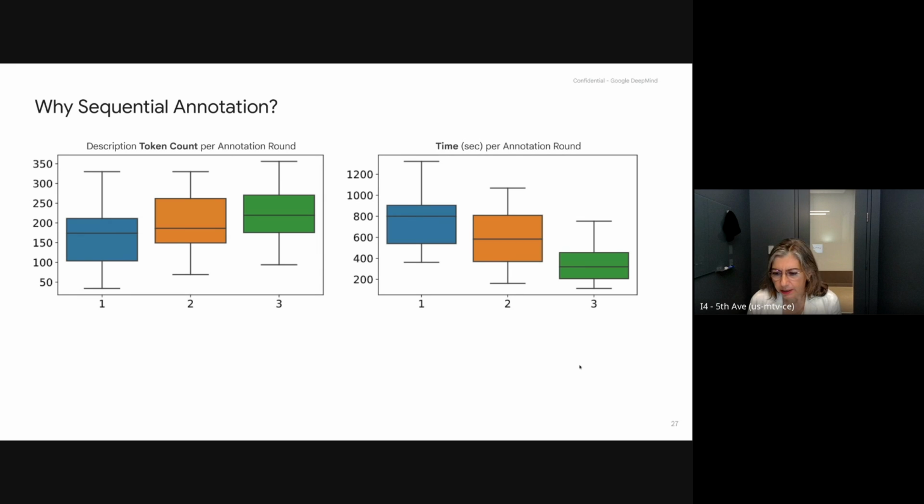We believe this gives an advantage over parallel annotation, where multiple annotators are writing descriptions on the same image separately. We counted the token numbers for each annotation round, and as you can see here, the token counts are going up, which means we are getting longer annotations, whereas the time each annotator spends on an annotation round is going down with the sequential annotation.